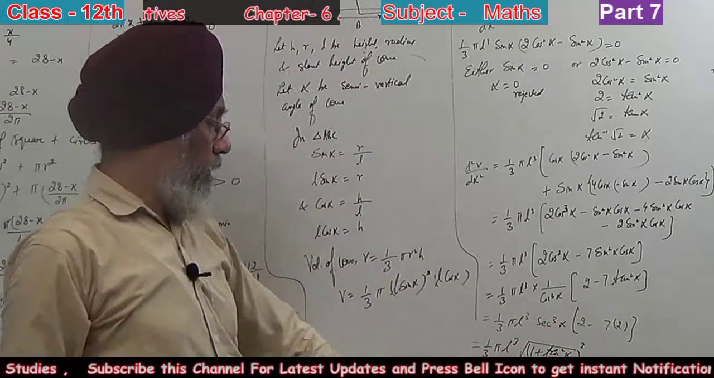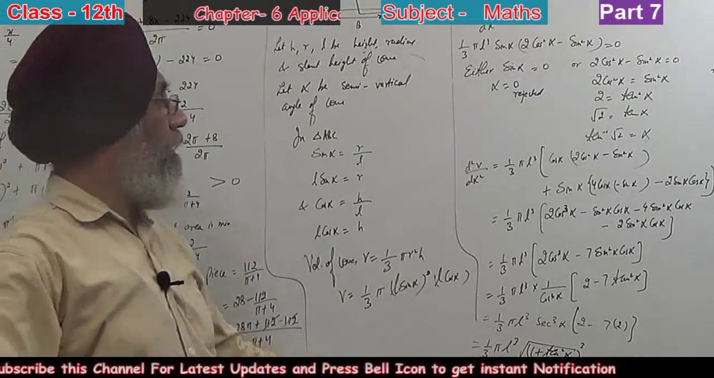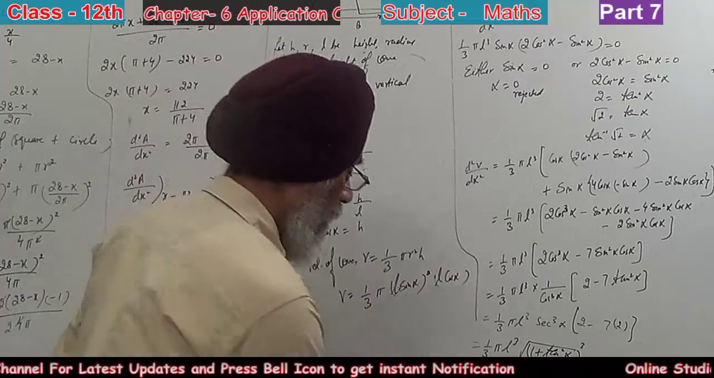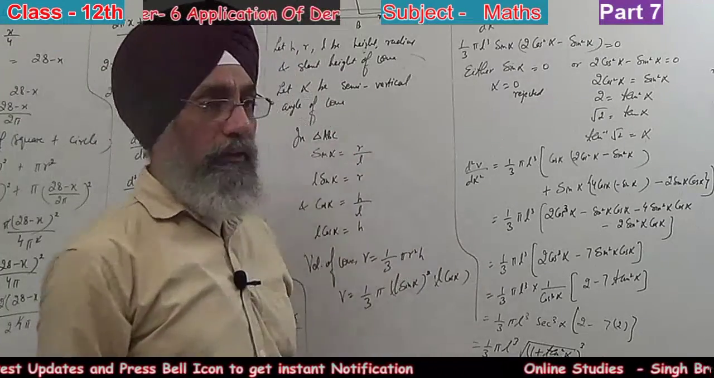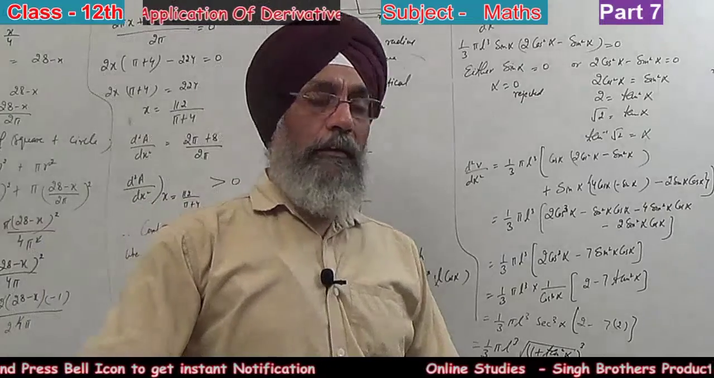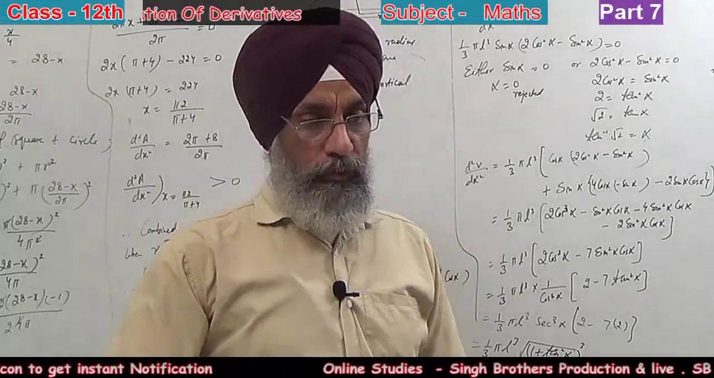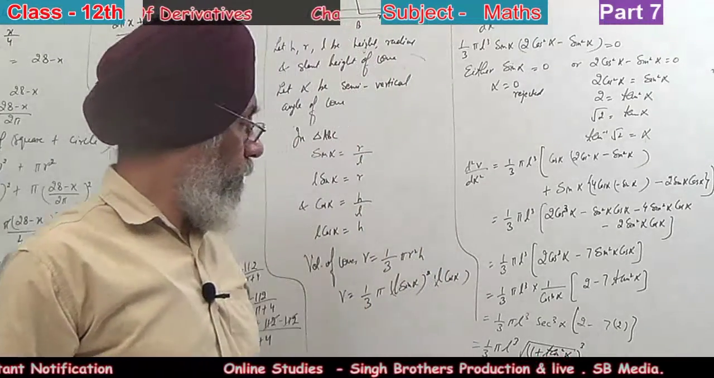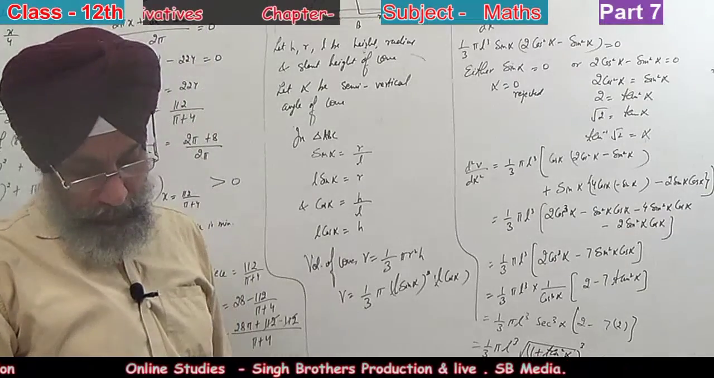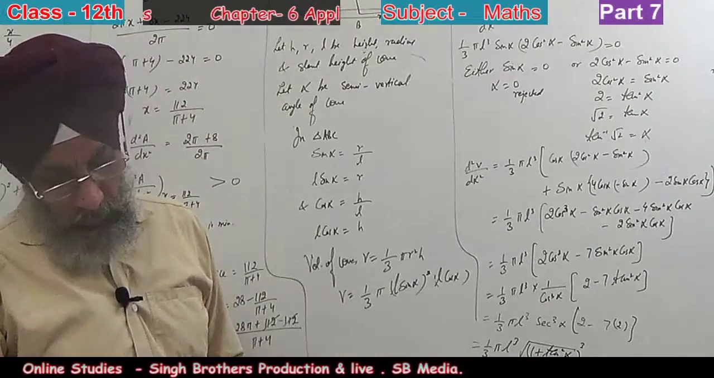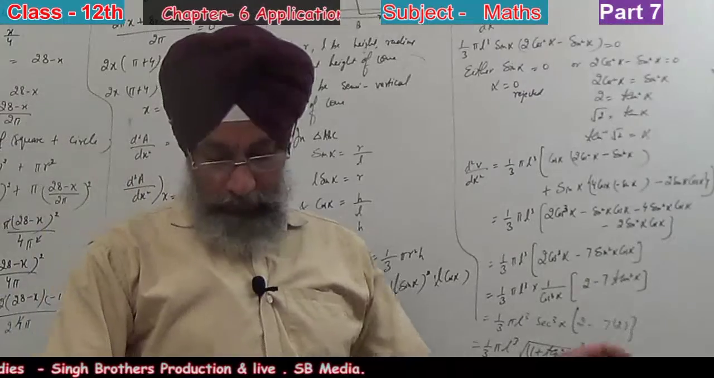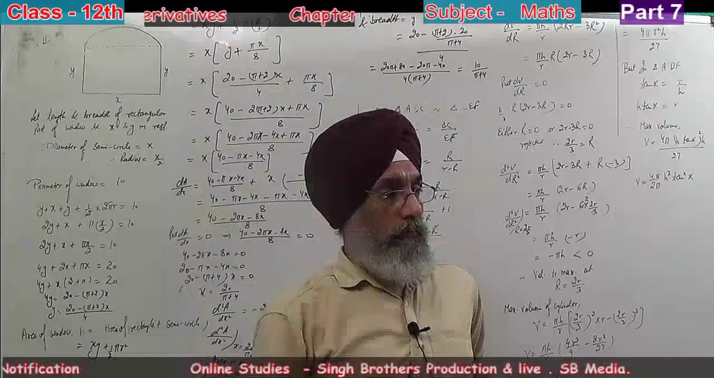So we can say the value is negative, that volume is maximum. Or we will write below: volume is maximum when semi-vertical angle of the cone is tan inverse root 2. That we have to show here, that the volume is maximum, moreover semi-vertical angle is tan inverse root 2.